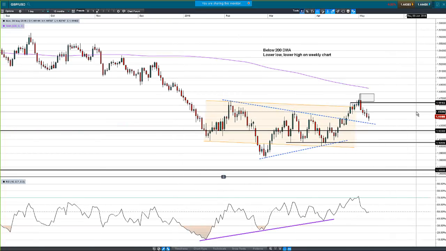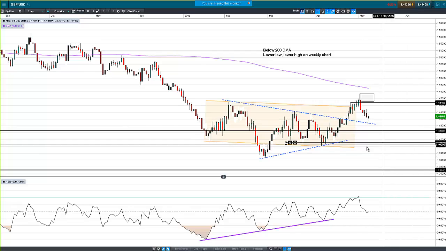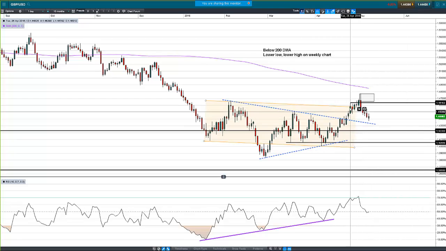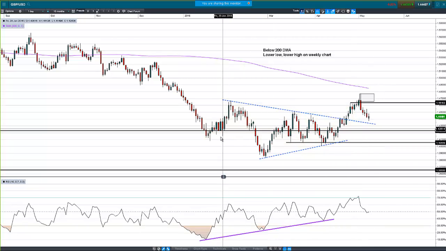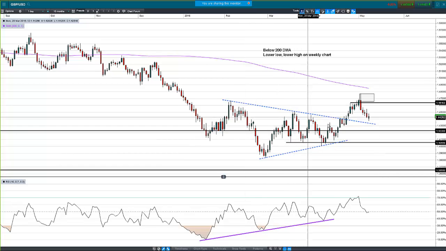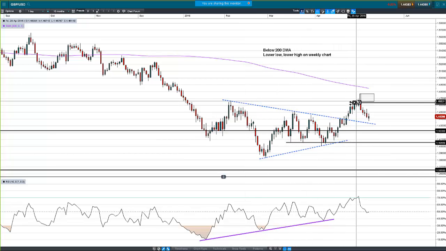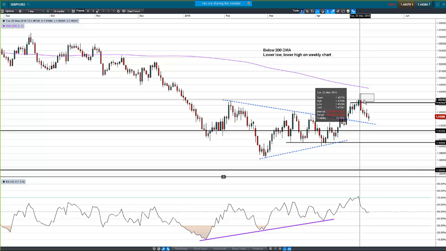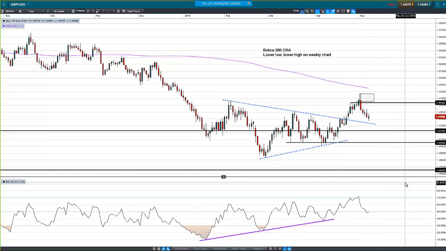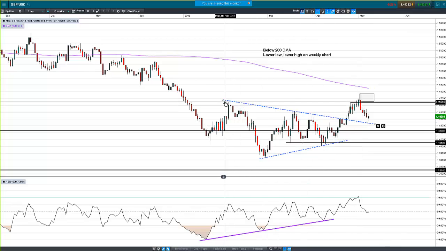So we basically, maybe I need to get rid of this. We had what some people were calling an inverse head and shoulders here. We got a good breakout higher from it, but we didn't quite get to the 200-day MA. We basically had a false breakthrough at 147. Basically, a sort of false breakthrough.